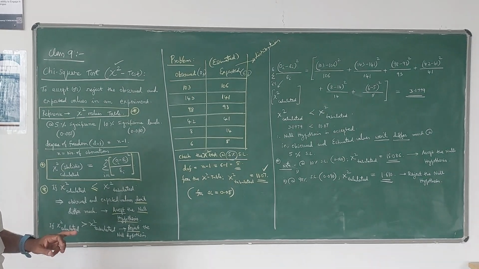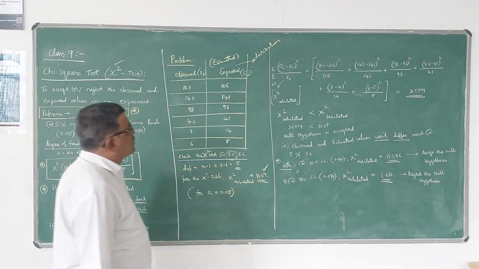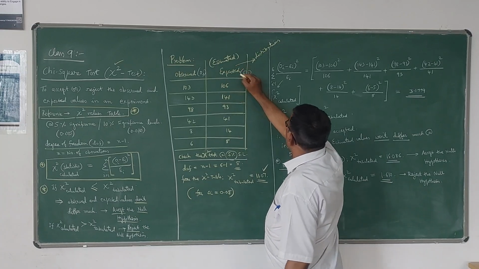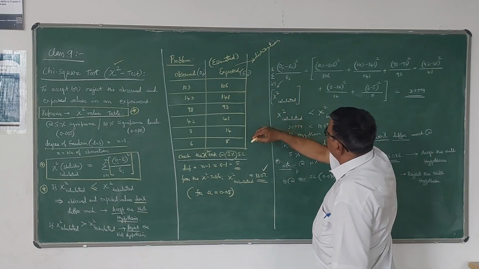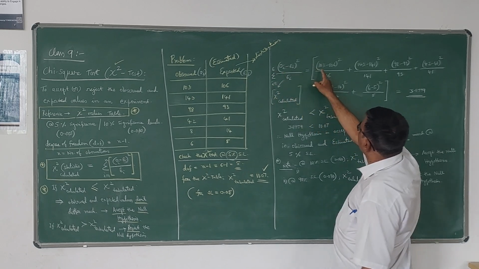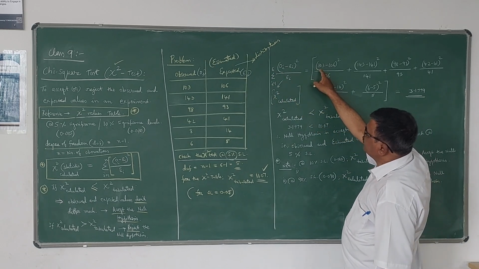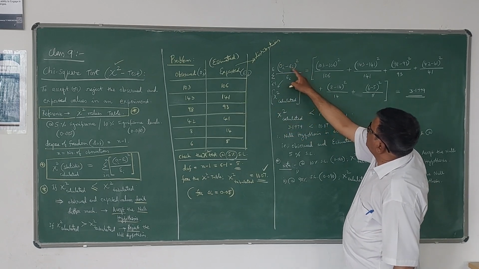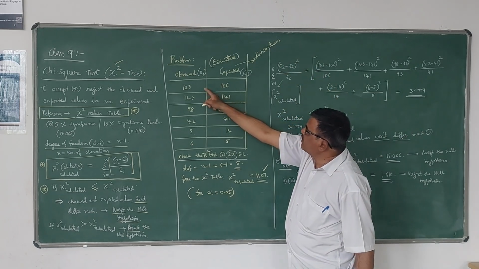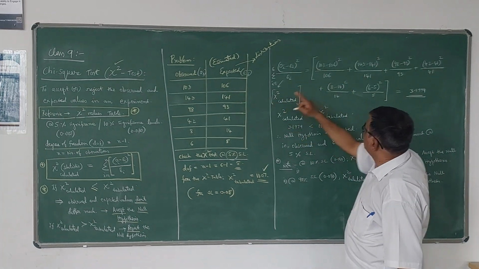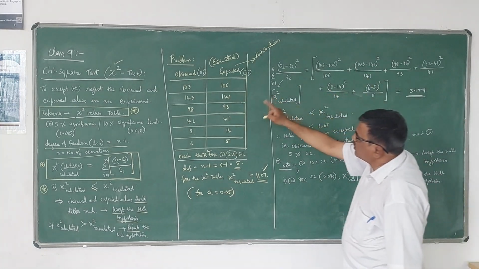Sigma (Oi minus Ei) whole square divided by Ei. Here Oi is the observed value, Ei is the expected or estimated value. There are 6 values, so the sigma runs from i equals 1 to 6. We have to calculate the value for each data. Oi is 103 here, so 103 minus 106 whole square divided by the estimate 106. Like that you have to apply for all 6.